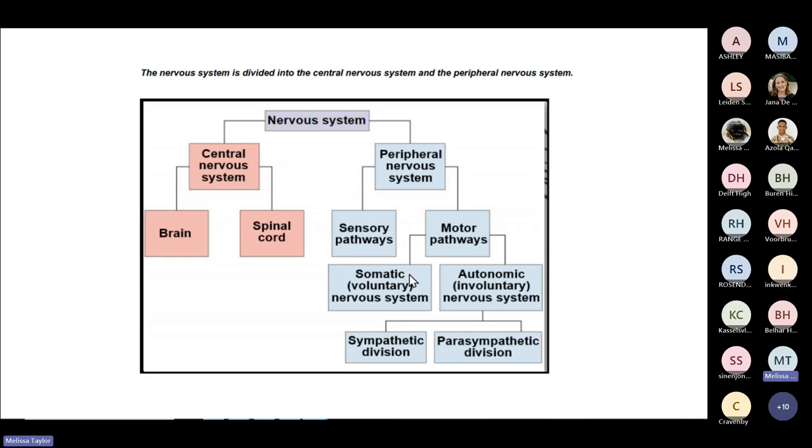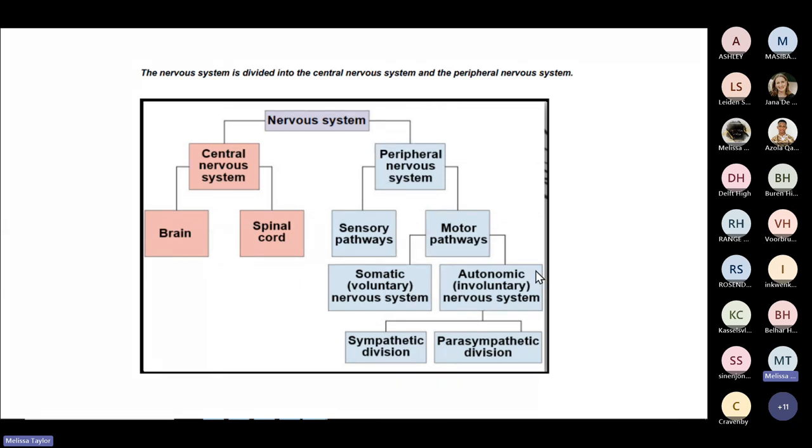Somatic, soma means body. So if you think of you controlling your body, somatic nervous system is voluntary. It's everything you choose to do or you do on purpose, with thinking about it.